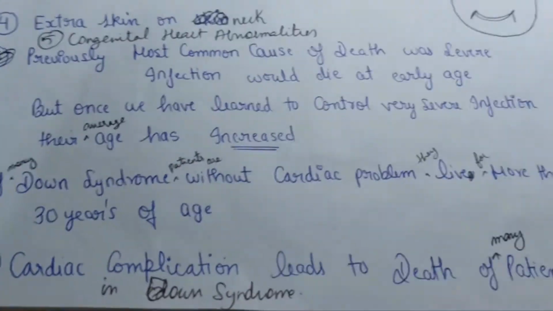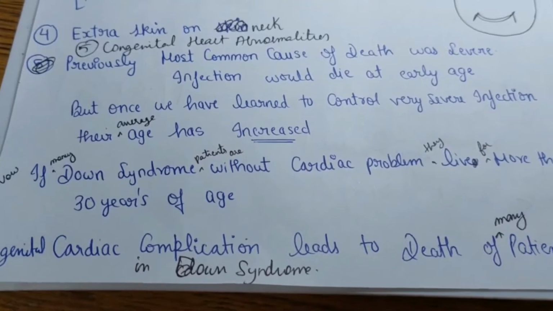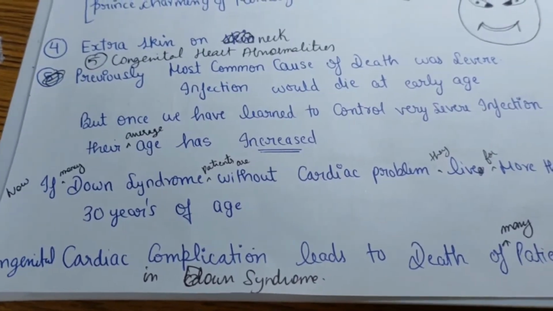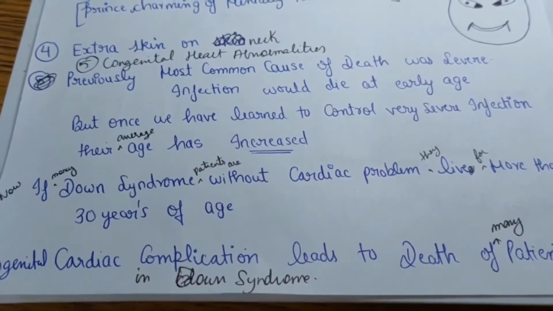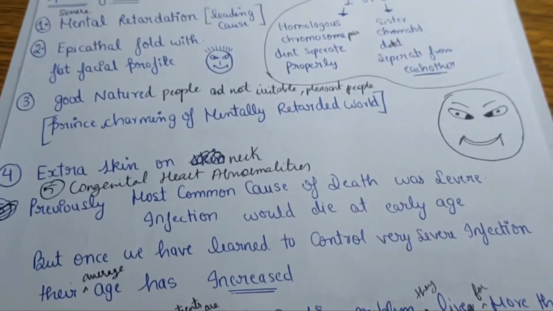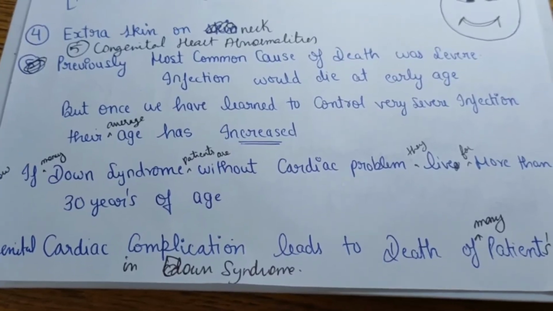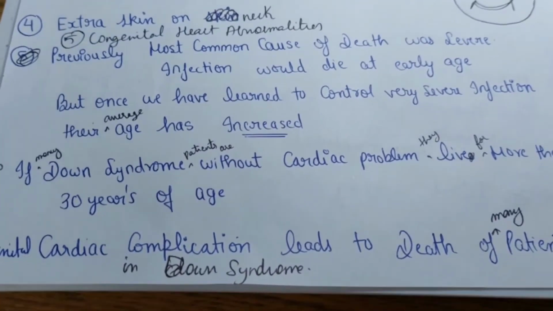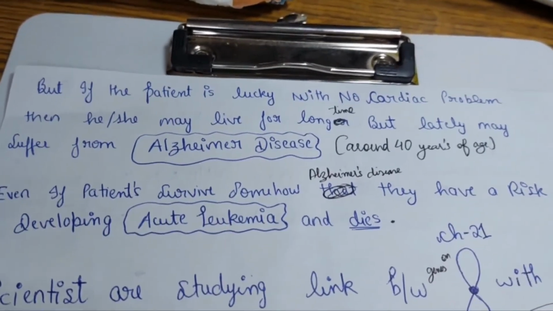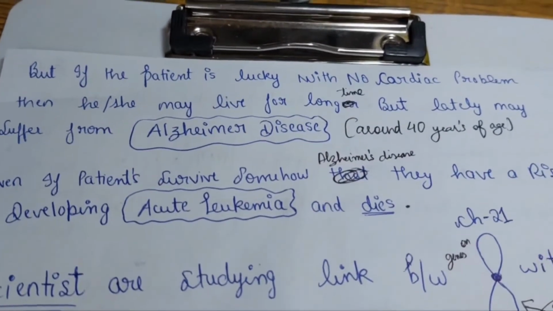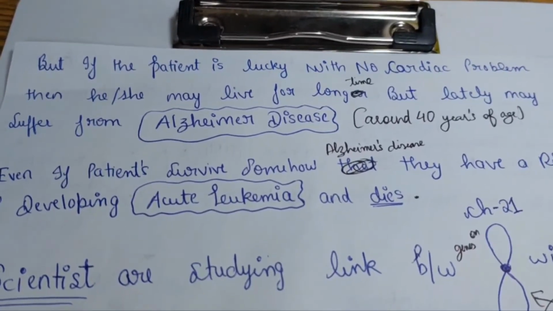Here I would like to mention an important piece of information: previously, the most common cause of death of Down syndrome patients was severe infections at an early age. But now, due to the advancement of medicine, we have learned to control very severe infections. So the average lifespan of Down syndrome patients has increased. But nowadays the new trend is that most Down syndrome patients die due to congenital cardiac problems. But if the patient is lucky and has no cardiac problems, then he or she may live for a longer period of time.